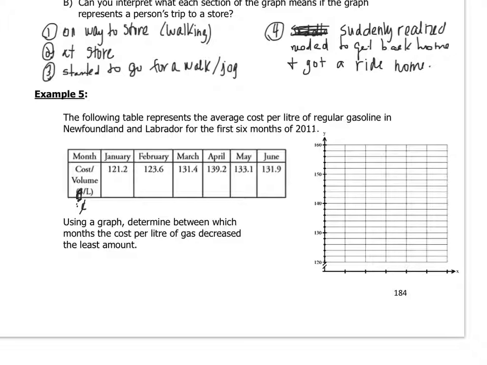So on the x-axis we'd label our months: January, February, March, April, May, and June, so they would be months. And on the y-axis we'd have our cost per volume, which I think should be cents per litre. So I'm going to make that executive decision there. Then we just plot the points. For example, for January it was 121.2.